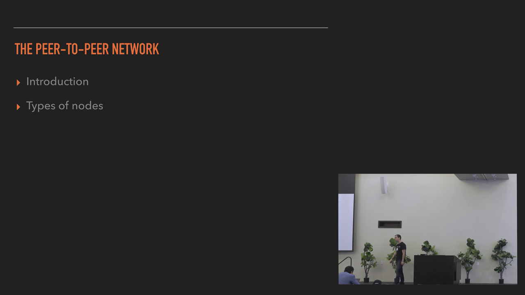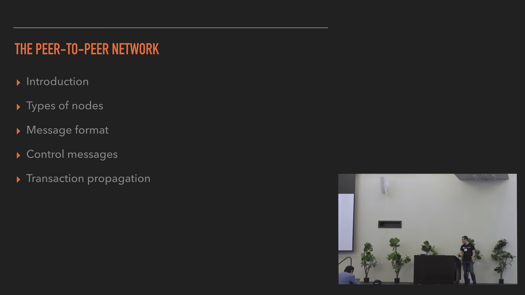I'll give you a brief overview of what the P2P network is. I'll talk about different kinds of nodes on that network, the message format, control messages, transaction propagation, and finally, block propagation.